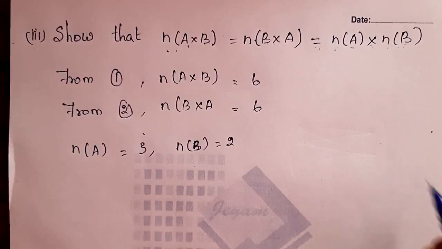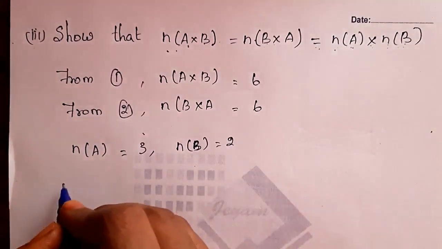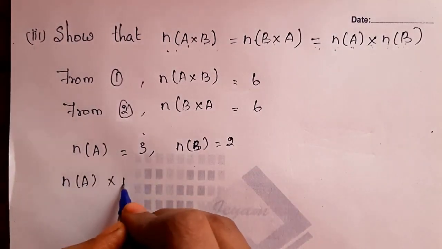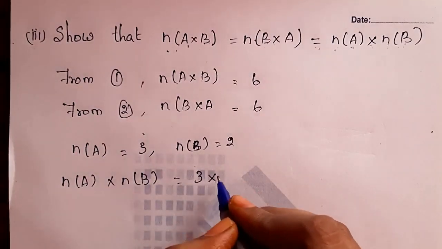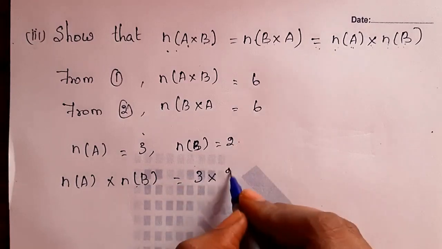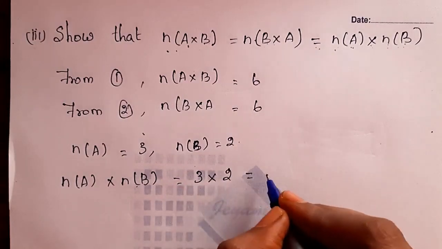Okay, what we need now is n of A cross n of B. So, n of A cross n of B is equal to, what is n of A? 3, into, what is n of B? 2. Just multiply it, what do you get?